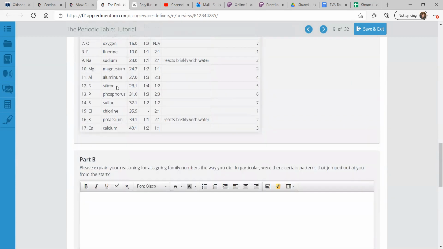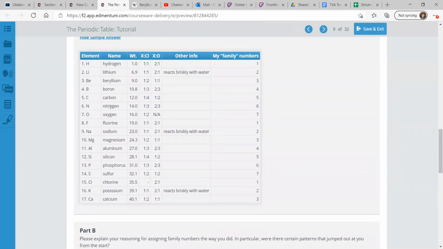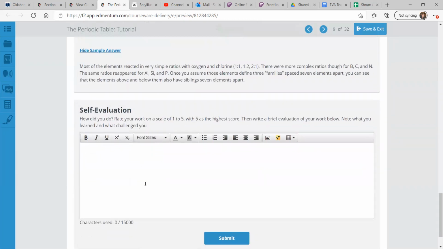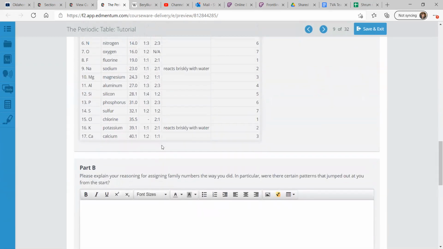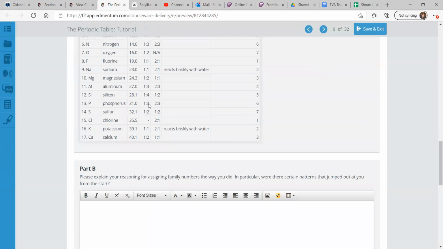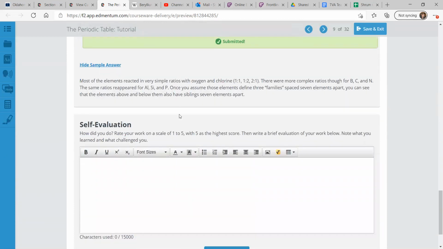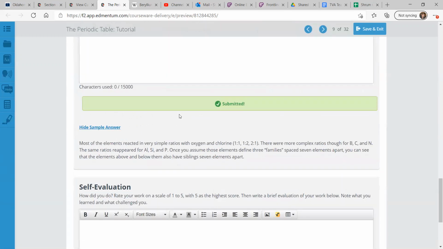Nitrogen, where was nitrogen? Yeah, here we go. So those acted a little more differently. The same ratio appeared for aluminum, silicon, and phosphorus. So they had 1:3s, 2:3s. There's aluminum and silicon. Once you assume those elements define 3 families, spaced 7 elements apart, you can see that the elements above and below them also have siblings 7 elements apart.